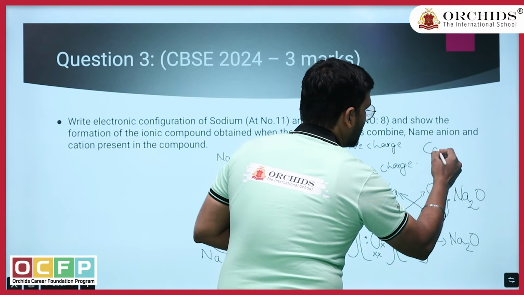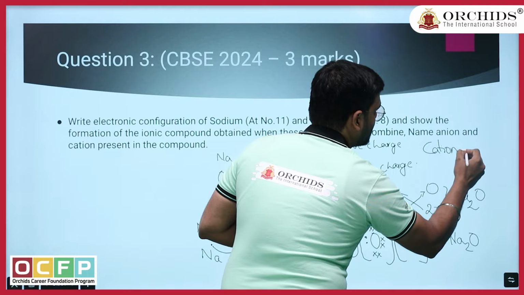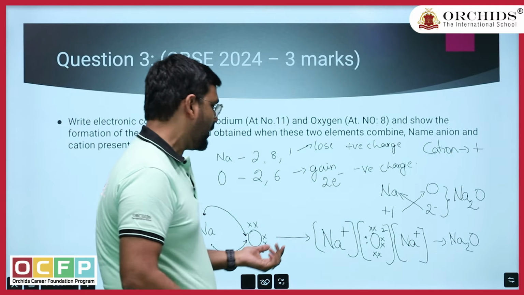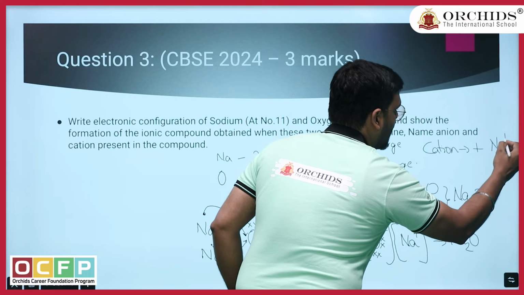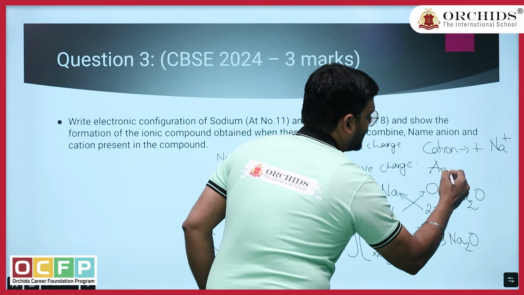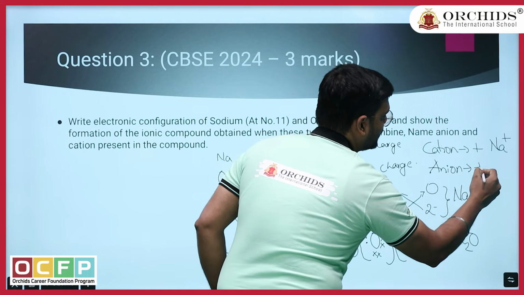So cation is positive. So which is the positive ion from our reaction? It is nothing but Na plus. Correct, that's very good. Na plus. What is the anion? Anion is obviously the negative charged ion. So which is the negative charged ion in our case? It is oxygen. So the answer is O2 minus. So this completes our solution for this question.